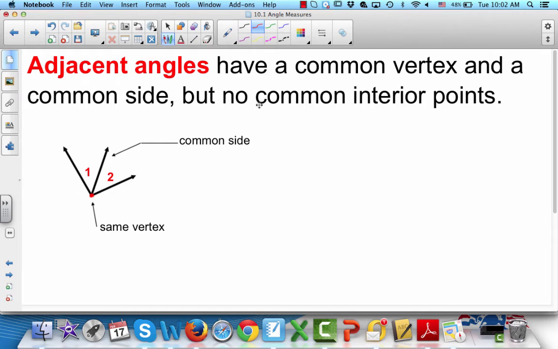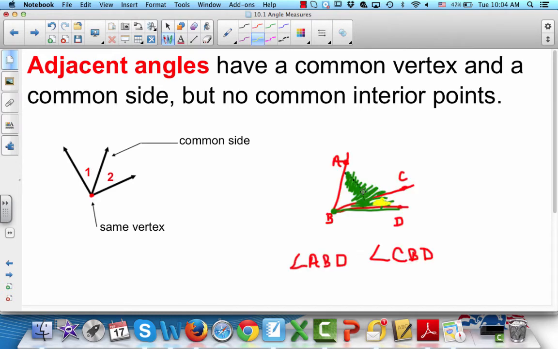So that's a common vertex. Okay, they have a common side. This one is part of angle 1, this one is part of angle 2, and the one here in the middle is part of angle 2 and part of angle 1. So it has a common side. So this makes angle 1 adjacent to angle 2. That just means they're next to each other. So what you need to remember always is that this common side is going to be in the middle.